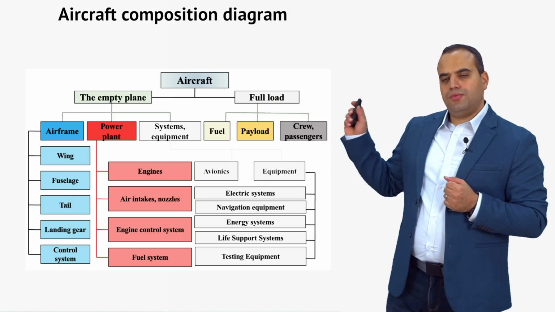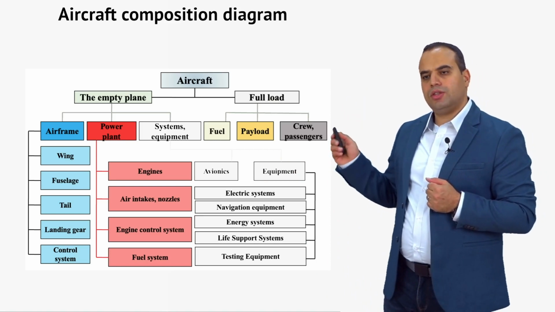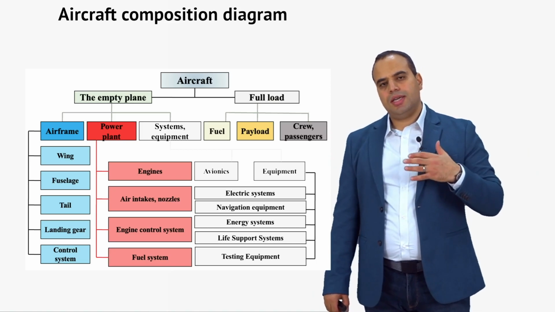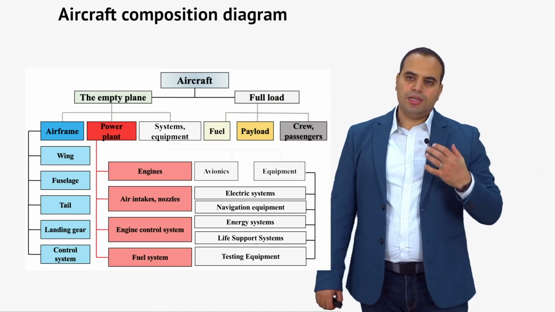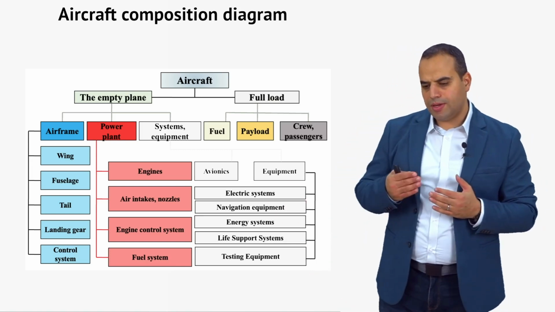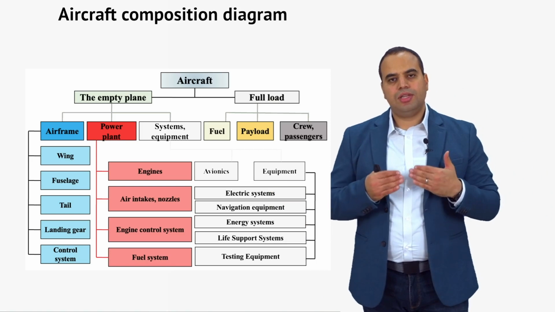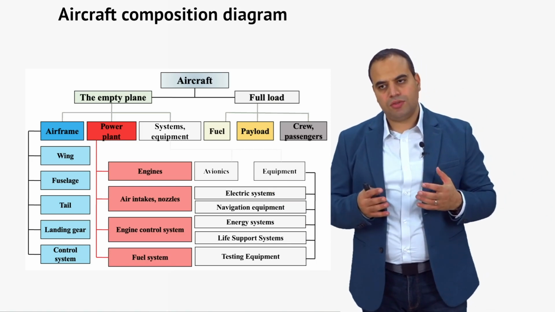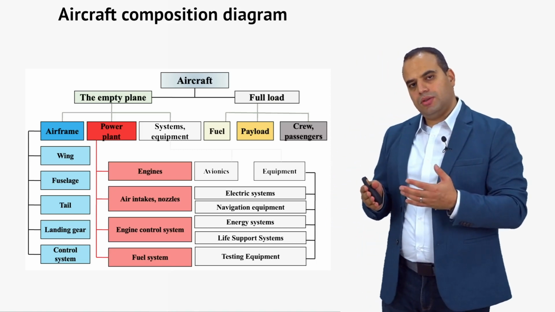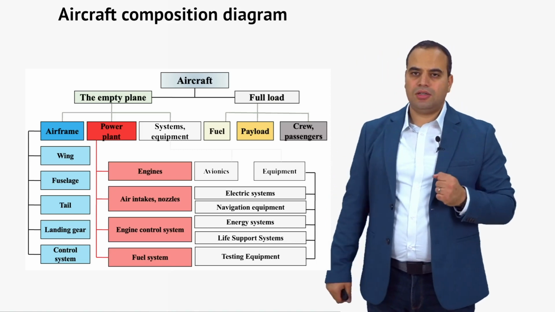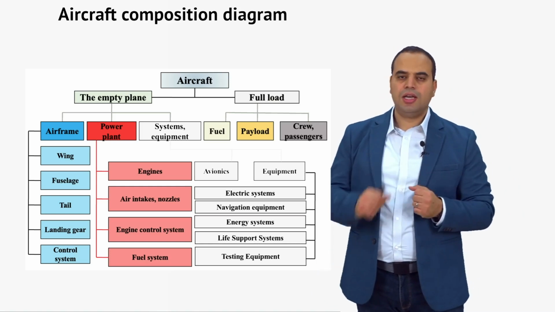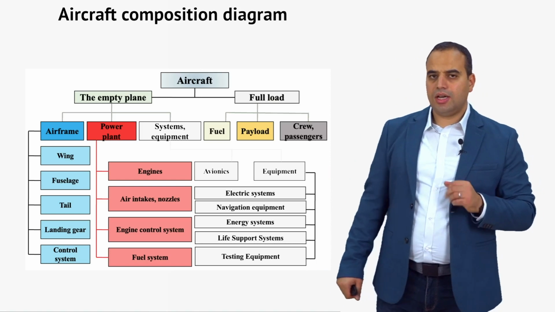And the full load includes the fuel, the payload, the crew, and passengers. Again, the criterion by which we can say whether some system belongs to the empty plane or to the full load is whether it changes every time the aircraft takes off. For example, every time the aircraft takes off, we need to refuel it. We need to add some fuel, right? So this part is clearly not a part of the aircraft itself. It is just a part that is needed for performing a certain flight, and after that, it can be taken out of the empty plane, right?